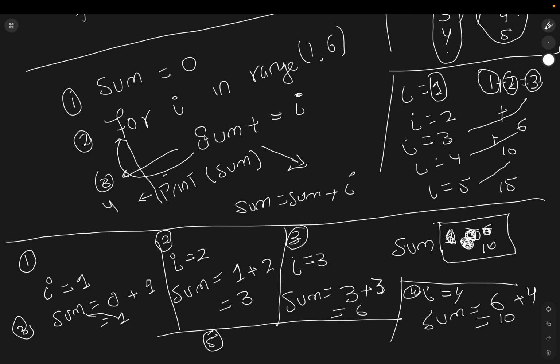Previously it was 4. Now you'll be coming to this for loop, right? You will be incrementing it by 1. That means I here will be equal to 5, right? Now you check, is 5 less than 6? Yes, 5 is less than 6.